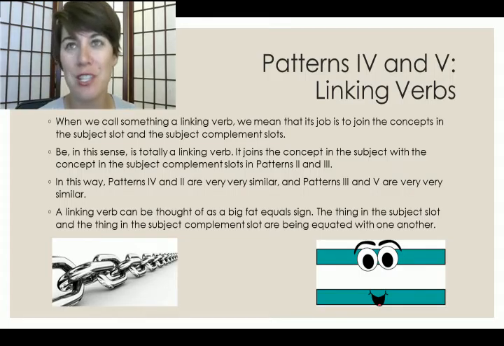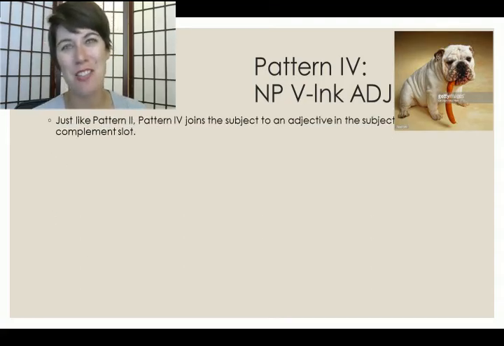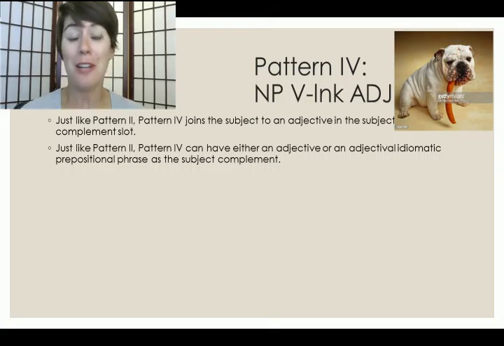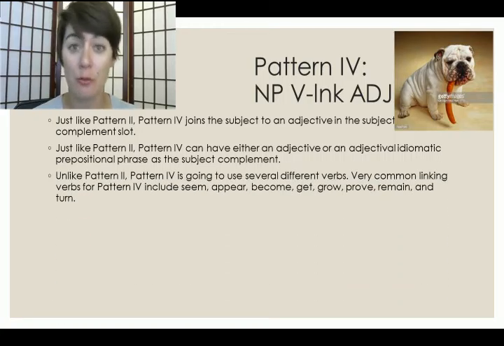So when we talk about the first linking verb pattern, pattern 4, we are thinking about a noun phrase, a linking verb, that's what v-link means up there, and an adjective. You'll notice that Bulldog has some sausage links, which are roughly the same as linking verbs. Just like in pattern 2, pattern 4 is joining the subject to an adjective in the subject complement slot. And just like in pattern 2, pattern 4 can have either an adjective or one of those amazing adjectival idiomatic prepositional phrases as the subject complement.